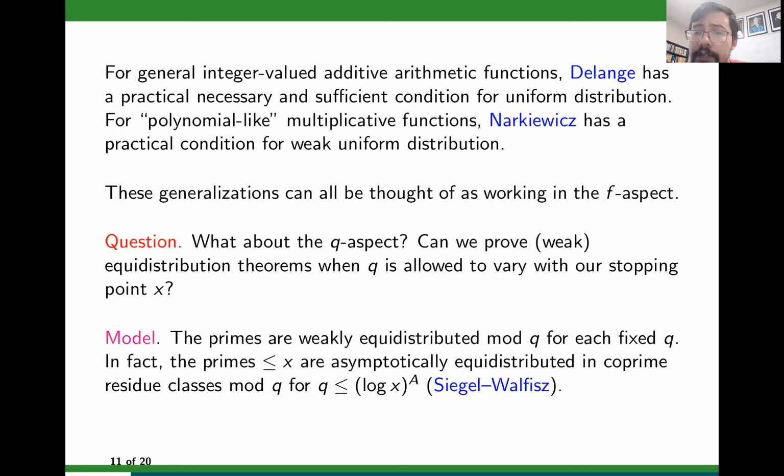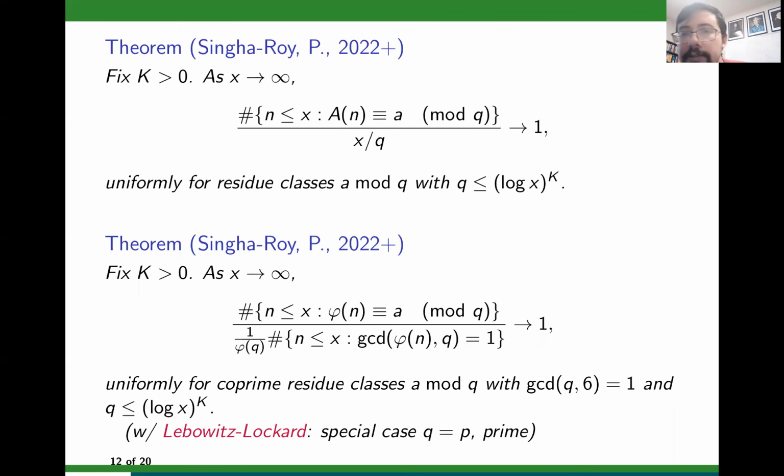So the Siegel-Walfisz theorem says that you get asymptotic weak equidistribution in coprime residue classes mod Q as long as Q is bounded by a fixed power of log X. And so the natural question is, okay, do we have this sort of uniform equidistribution, uniform in one sense, but uniform also in the modulus? Do we have that for things like A of n and phi of n? And the theorems that I'm announcing today, joint with Akash, are yes, we do.